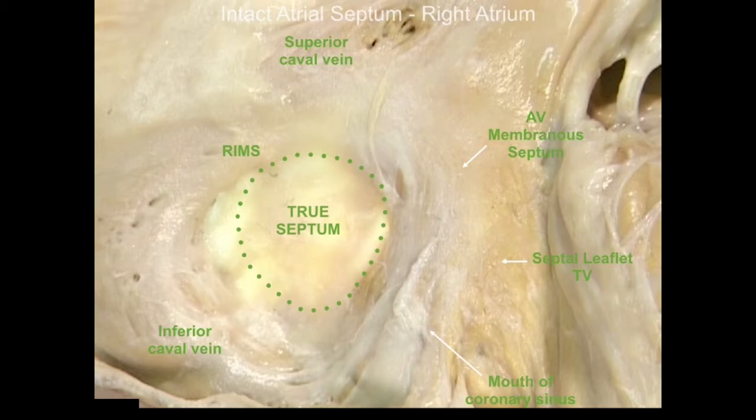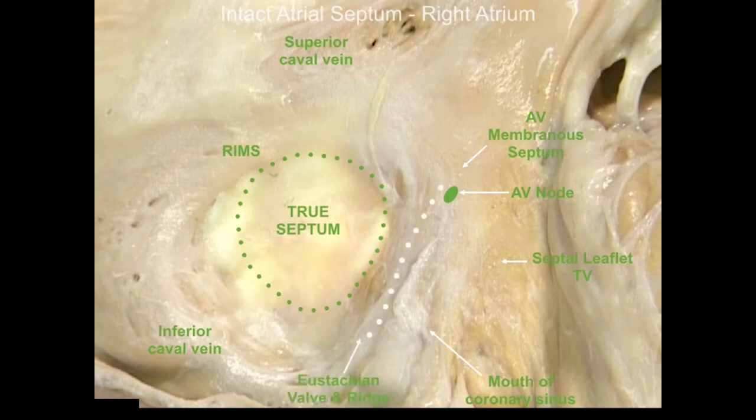as is the AV component of the membranous septum. And the importance of knowing the relative position of the AV component of the membranous septum is, of course, in recognizing the position of the AV node. So this will lie just below the AV component of the membranous septum, and again, in the normal situation, is away from the environment of the true atrial septum.